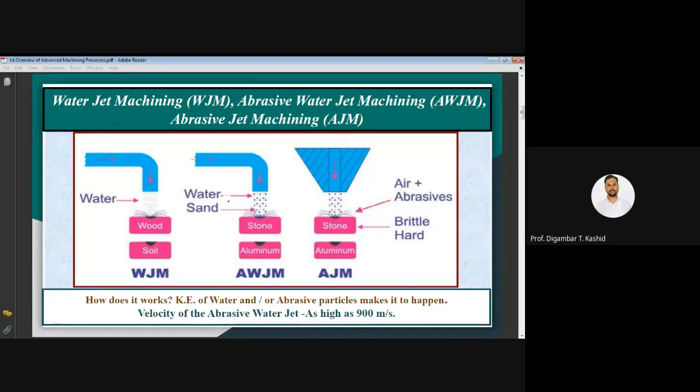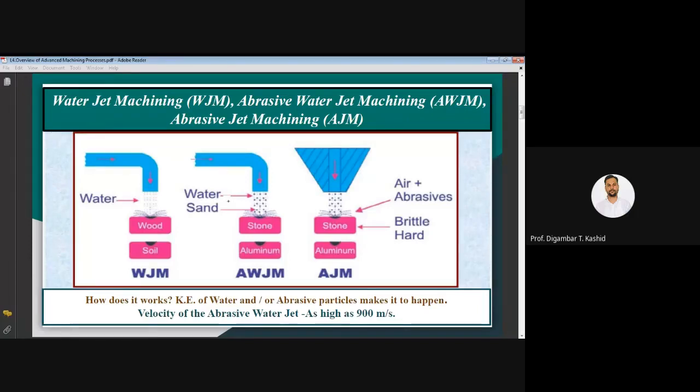Now, the question arises: how is the material removed? The answer is the impact of the water jet. How does it impact? Due to the kinetic energy, when it strikes continuously on your workpiece, erosion action will take place, and due to that erosion action, matter will be removed from your workpiece in the form of small craters or small particles.